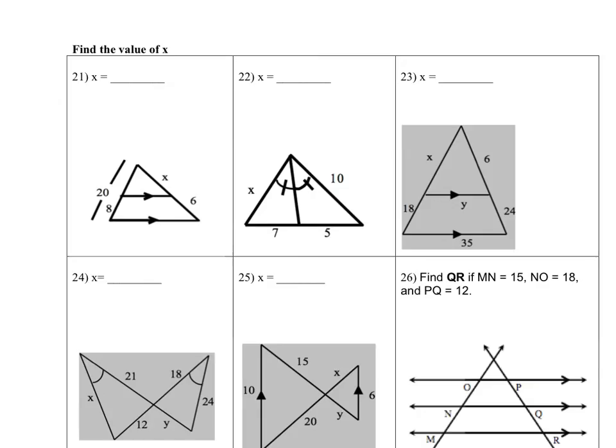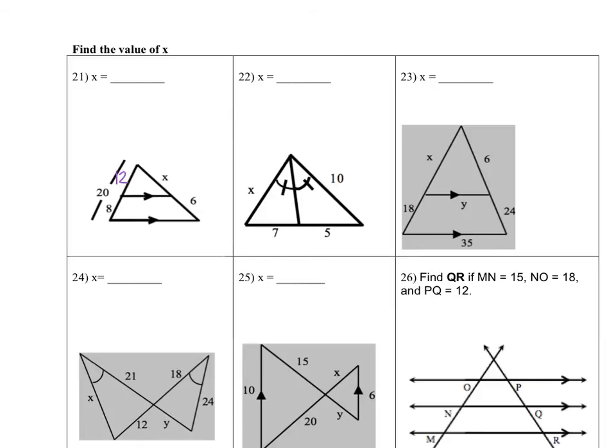Alright, 21 says find the value of x. So I have my two parallel lines, so I know that it's going to cut my segments off proportionally, and that's good because it's going to be easy to set up proportions. Okay, so first, since it's cutting it off, I need to find this little length right here. I know the whole length is 20, and I know this part is 8. So to find this length right here, I'm going to do the whole part minus 8, and that's going to give me the little length, so that little length is 12, because 20 minus 8 is 12.